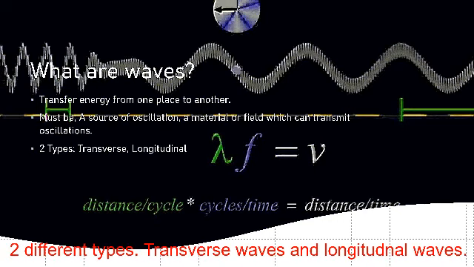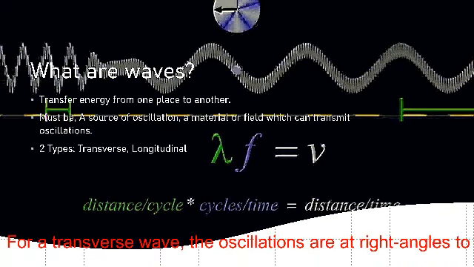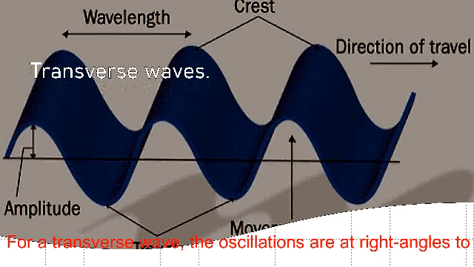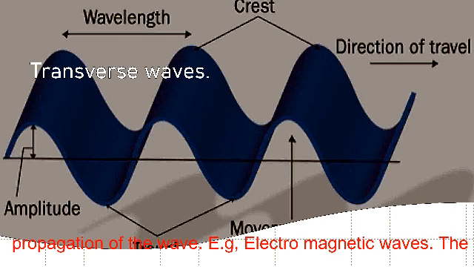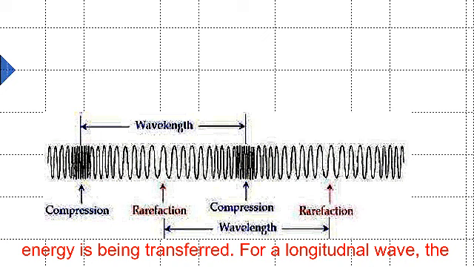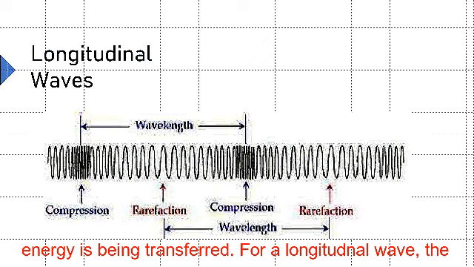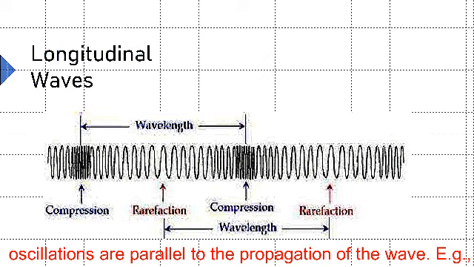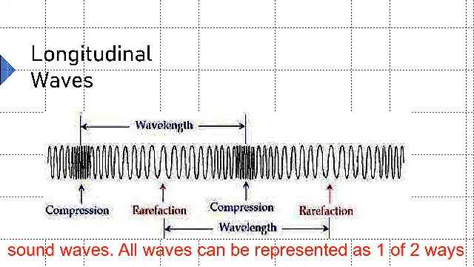Waves are represented as two different types. You have transverse waves and longitudinal waves. For a transverse wave, the oscillations are at right angles to propagation of the wave. An example would be electromagnetic waves. The direction of propagation is simply the direction in which energy is being transferred along the wave. For a longitudinal wave, however, the oscillations are parallel to the propagation of the wave, such as sound waves.